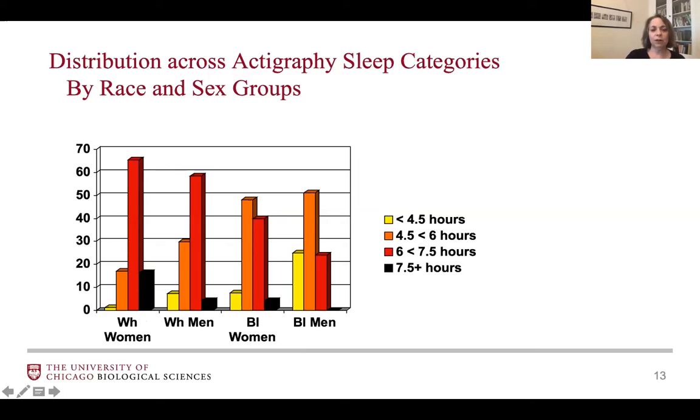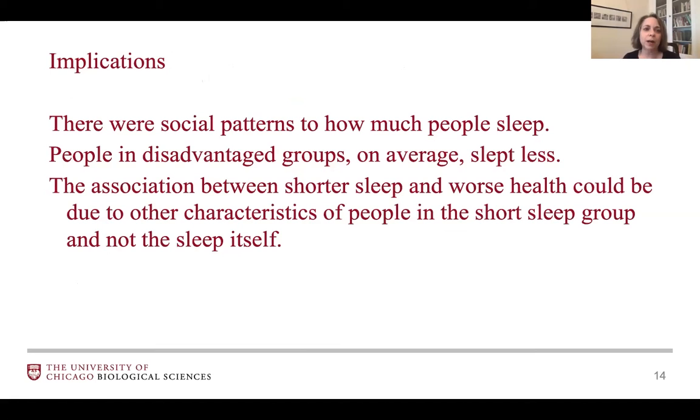But the race difference was enormous. In fact, the average difference in hours of sleep was 1.5 hours between the white women and the black men. So what this meant was that there were social patterns of how much sleep people got. And people in disadvantaged groups, whether disadvantaged potentially by race, structural discrimination or other circumstances, or by education, people in less advantaged groups got less sleep.